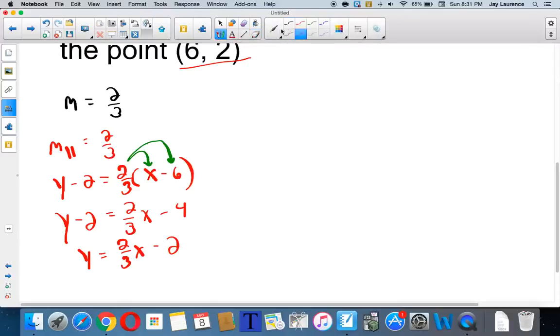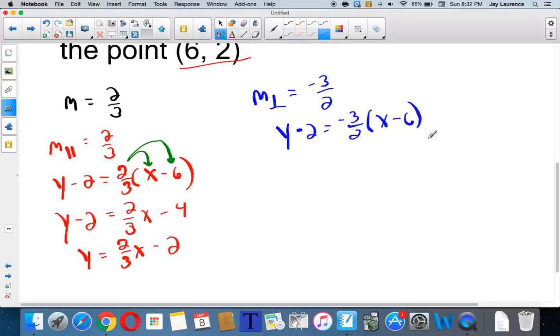will be different. My perpendicular slope is going to be -3/2. So I'll go y minus 2. That'll equal -3/2 times a quantity of x minus 6. And again, if they don't ask for it in slope-intercept form, I'm done. I can stop right there. But if they do ask for it in slope-intercept form, I'll do the same thing.